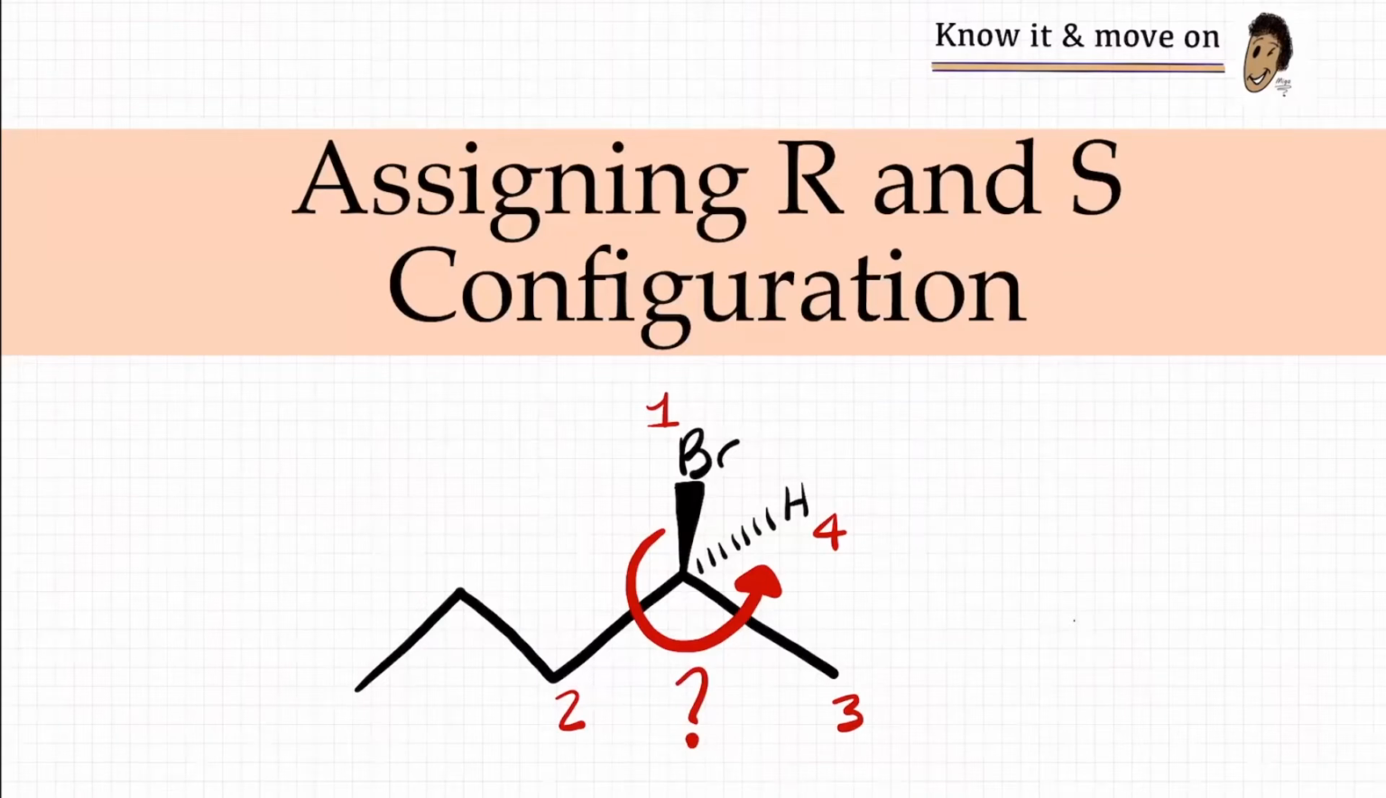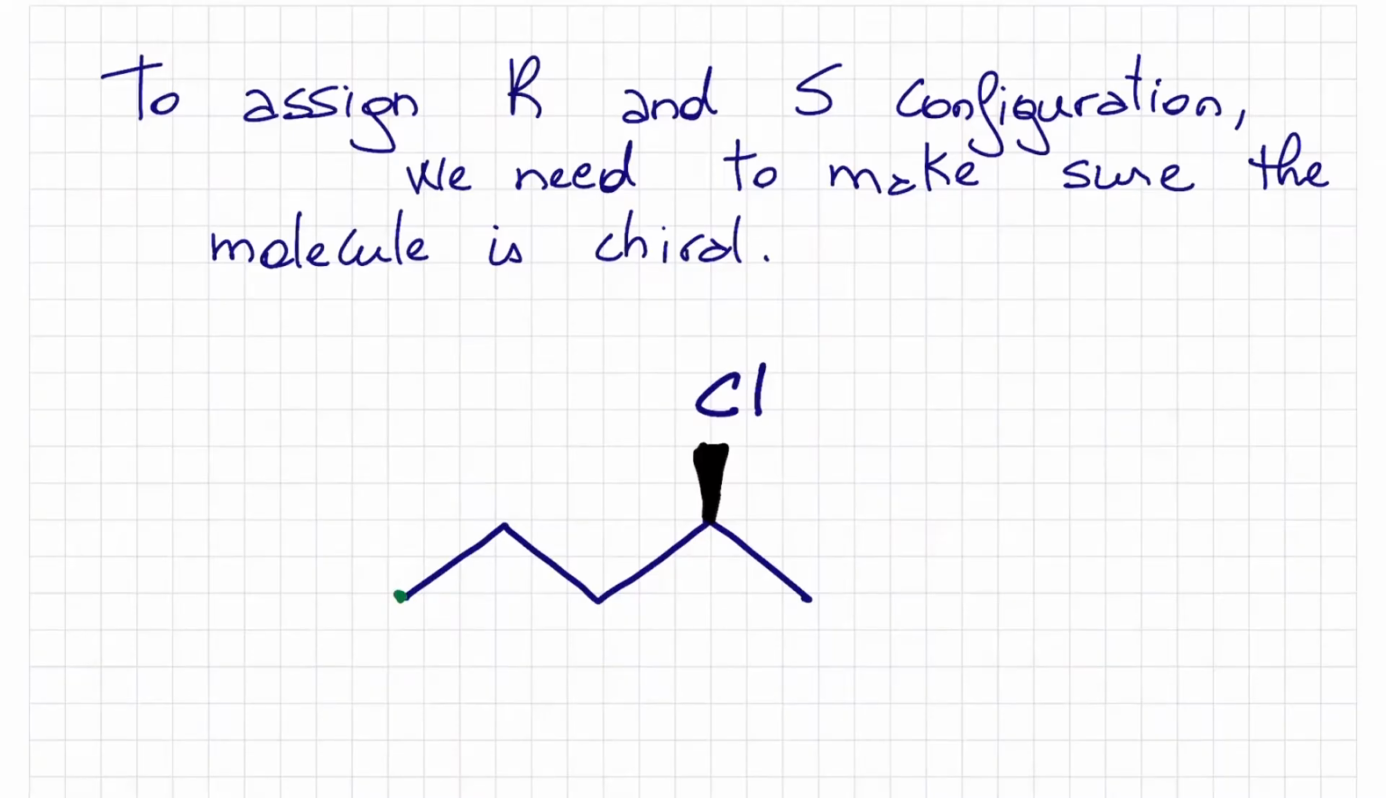I'm Miga and today we'll be talking about how to assign R and S configuration to a chiral center. So first and foremost, let's make sure that our molecule is chiral. That means we have at least one carbon that is attached to 4 different groups, because we can only assign R and S configuration to a chiral center. So let's locate the chiral center.